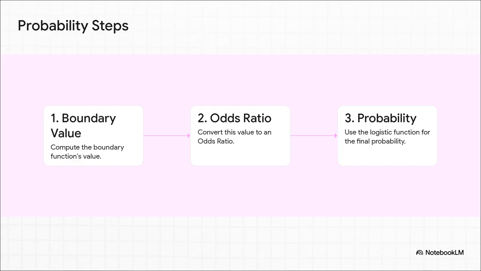It's basically a three-step process. First, it calculates the point's distance from that boundary line. Second, it converts that distance into what's called an odds ratio, which is just the odds of one outcome versus the other. And finally, it uses this really cool S-shaped curve called the logistic function to neatly turn those odds into a clear, easy-to-understand probability between 0 and 1.